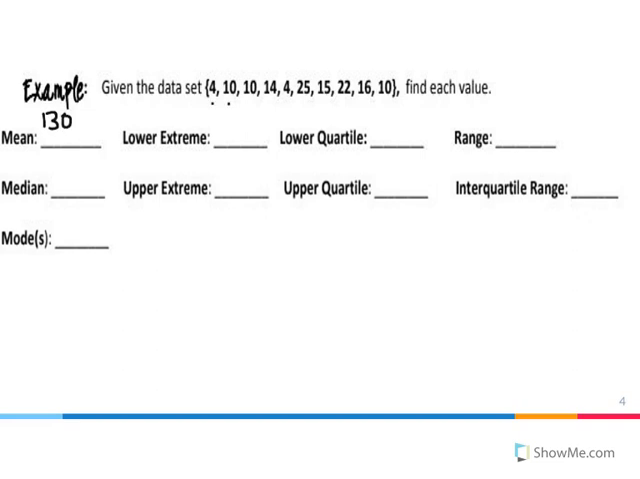I'm going to divide by the number of values that are actually in my data set. So about 3, 4, 5, 6, 7, 8, 9, 10. So divide this by 10, and that ends up getting me 13. What's nice about the mean is you don't have to have it from least to greatest. So now let's just keep going across. Let's say what our lower extreme is. So our lowest value that we have is 4.